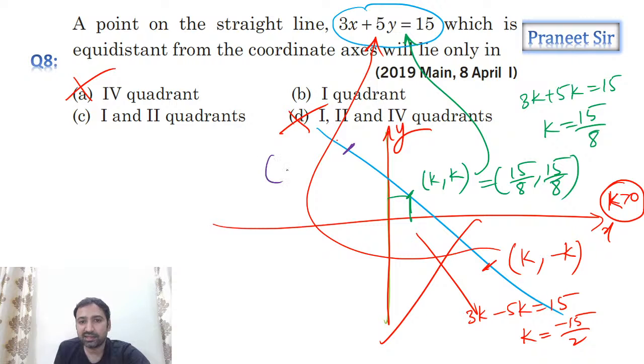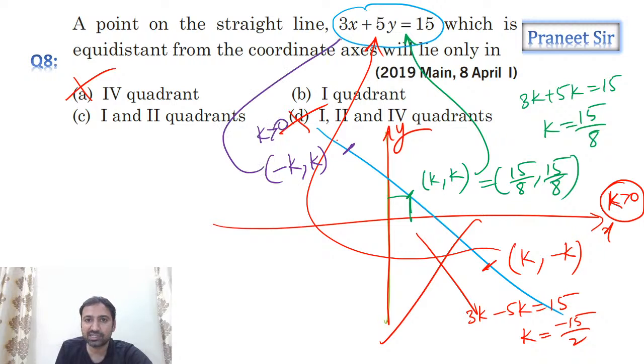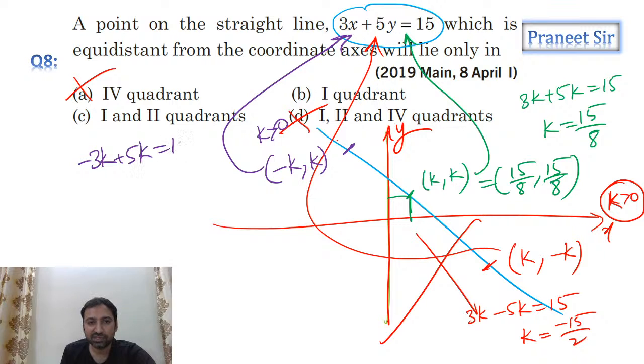Let's assume there is a point in the second quadrant. Any point in the second quadrant you can take as minus k comma k, where k is positive. So substitute this point here. If you substitute this point here, what do we get, guys? Minus 3k plus 5k is equal to 15.